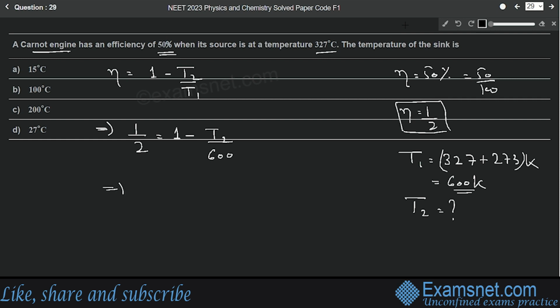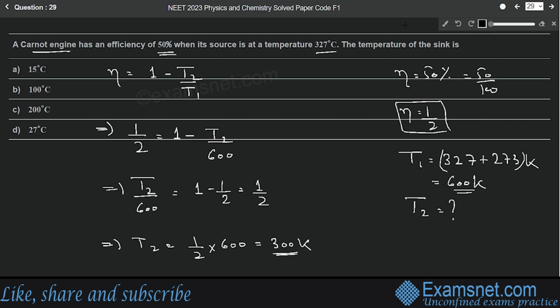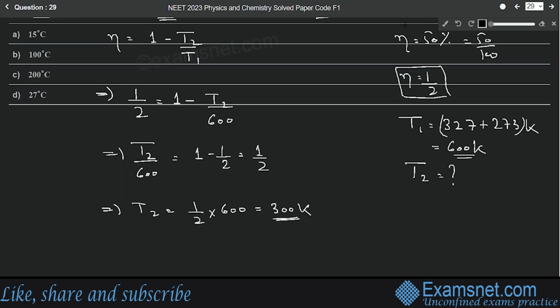Okay. So if we take T2 by 600 on the left hand side, what will be left on right hand side? It will be 1 minus half, that is half. Okay. So T2 will be equal to half into 600 Kelvin, that is equal to 300 Kelvin. But the options are given in degrees Celsius. So let's find in Celsius. So 300 Kelvin minus that will be equal to 300 minus 273 degrees Celsius. Okay. So that is equal to 27 degrees Celsius. So option number D will be the correct answer.